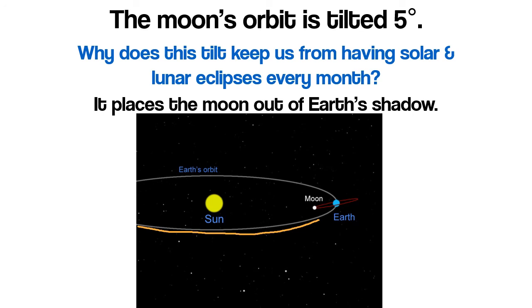But if you look at the moon's orbit here, this red line, do you notice how it's kind of tilted up, right? And so that tilt of the orbit, not the moon itself, but its whole path, the whole orbit around us, is tilted 5 degrees, and so that prevents the Earth, the moon, and the sun from lining up in a single straight line every month.